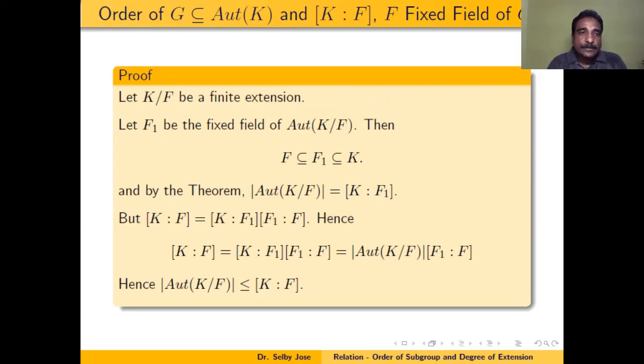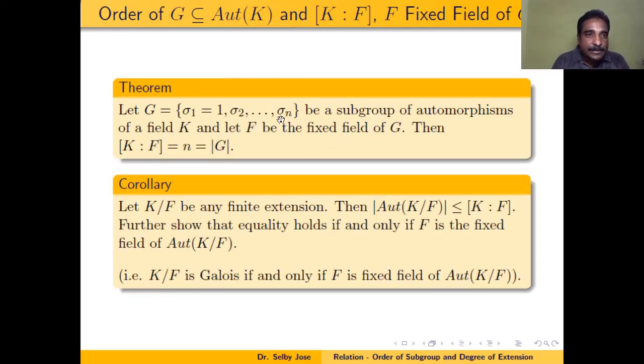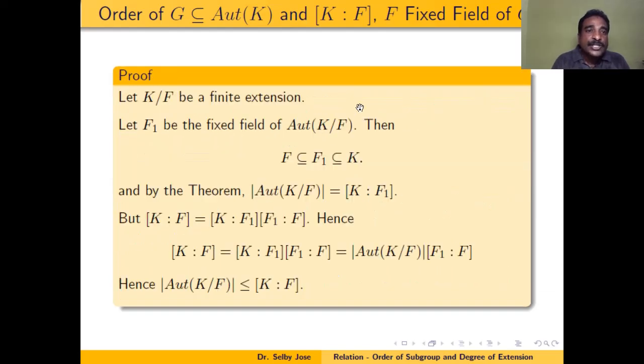So, let us see the proof of it. Suppose K over F is a finite extension and let F1 be the fixed field of the automorphism group of K over F. Therefore, F1 is a field between F and K. That means F is contained in F1, contained in K. So you think of the automorphism group of K over F as G, and that G is a subgroup of the automorphism group of K, and F1 is the fixed field of this group G. Therefore, the above theorem says that the degree of extension K over F1 and the order of the group are the same. So in our situation, G is equal to the automorphism group of K over F. Therefore, by the above theorem, the order of the automorphism group of K over F is the same as the degree of extension K over F1, because F1 is the fixed field of the automorphism group of K over F.